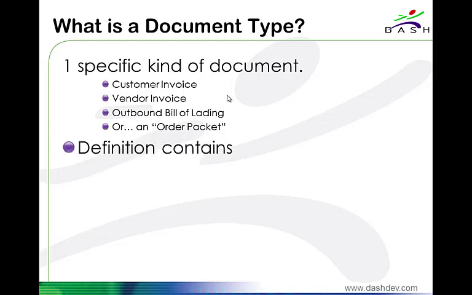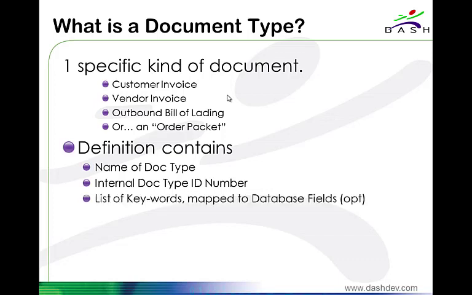It all depends on how you want to view it, but from DDX's perspective, it is one specific kind of document. The definition of a document type contains things like the name of the document type. This is a customer invoice. An internal document type ID number. This is something that the user never sees, but it identifies this specific class or type of document to DDX so that we can present a user-friendly name to the end user. A customer invoice might actually be stored as document type number 1.